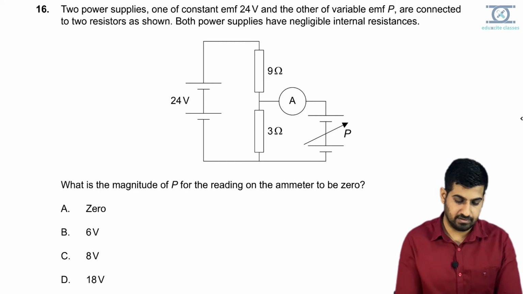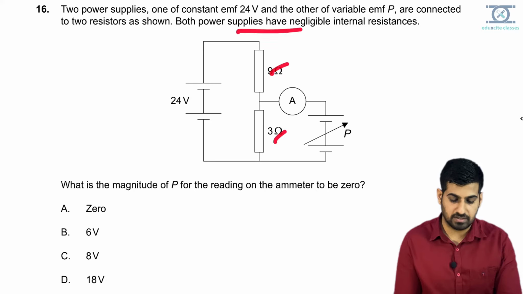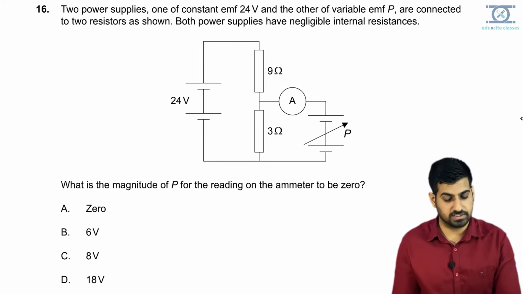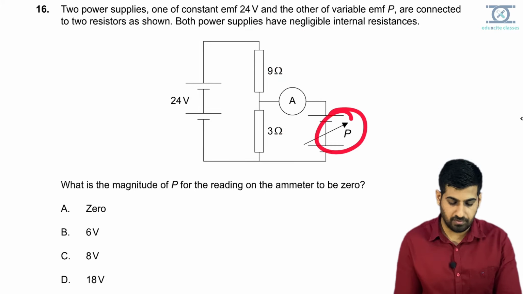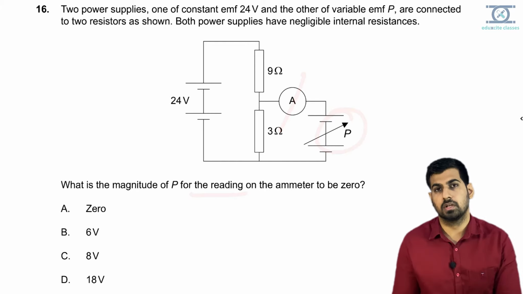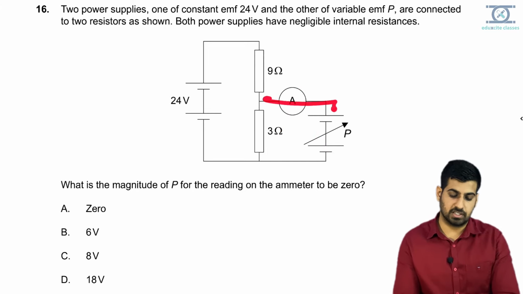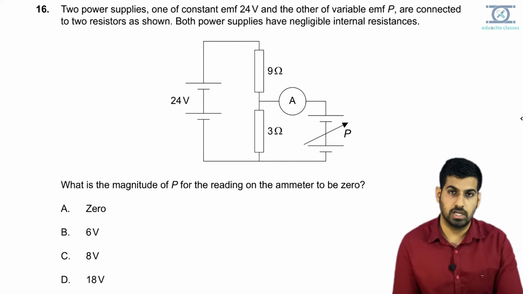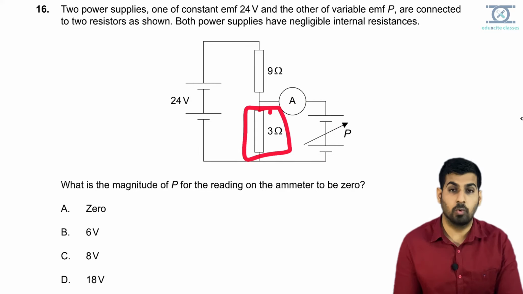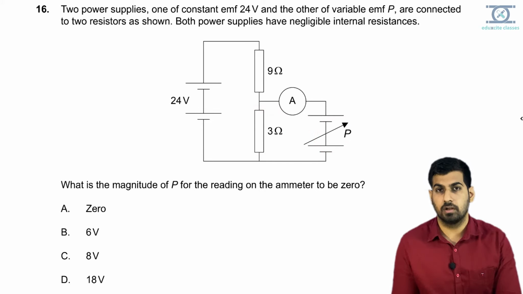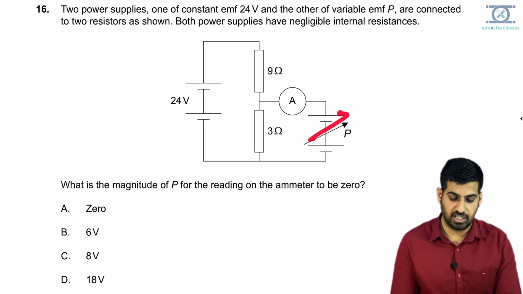Question number 16. Two power supplies are provided. One has a constant EMF of 24 and the other is variable, with two resistors. Both power supplies have negligible internal resistance. What is the magnitude of P for the reading of the ammeter to be 0? Now I don't want any current in this branch. It is only possible when the voltage drop at 3 ohm is equal and opposite to the voltage provided by the variable EMF P.